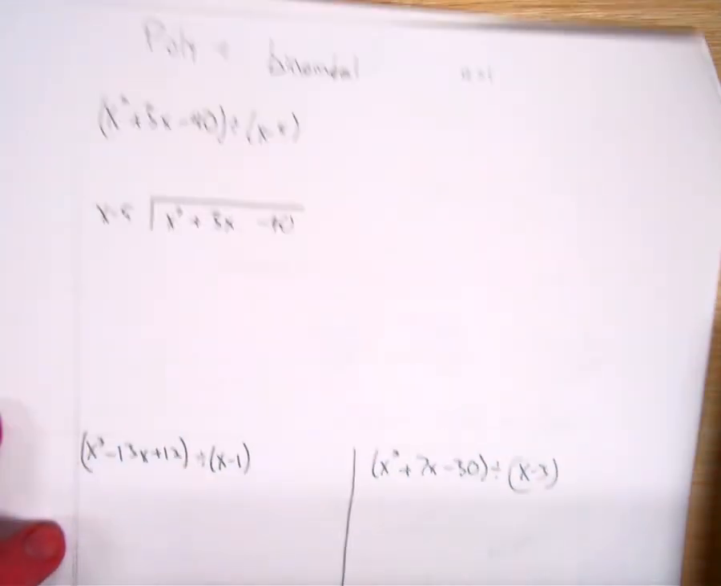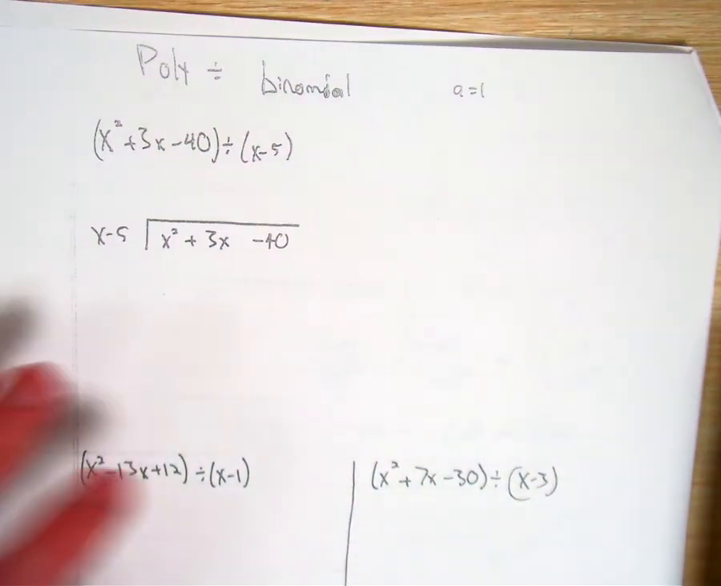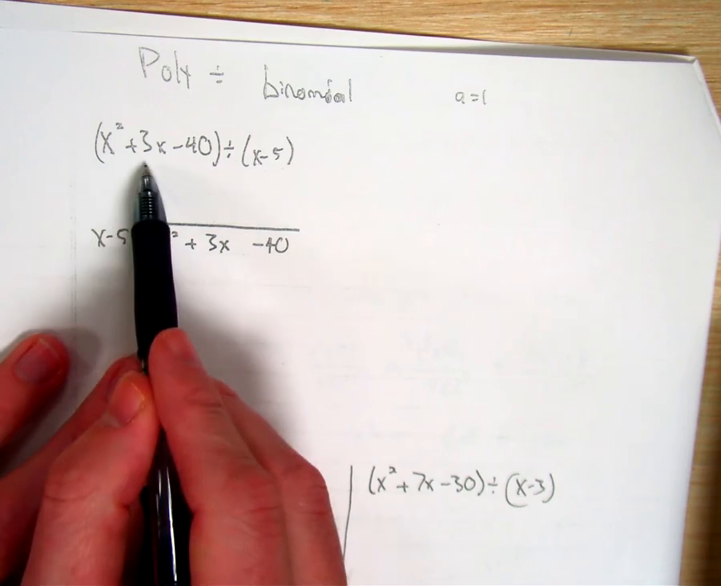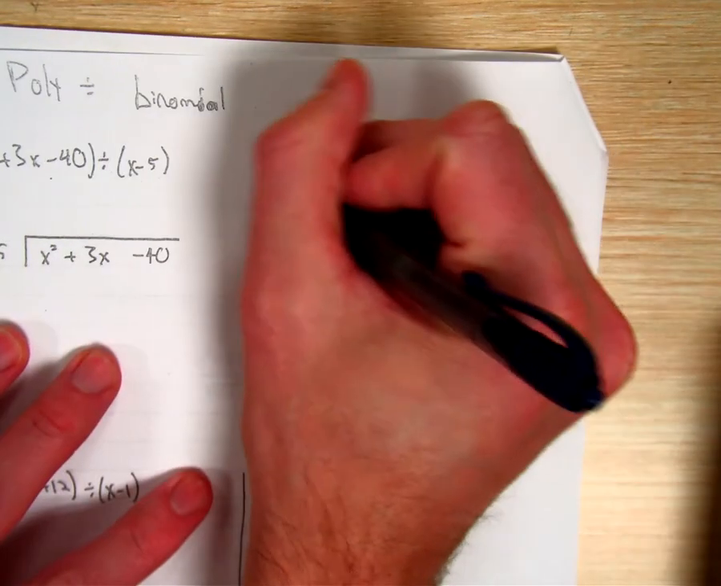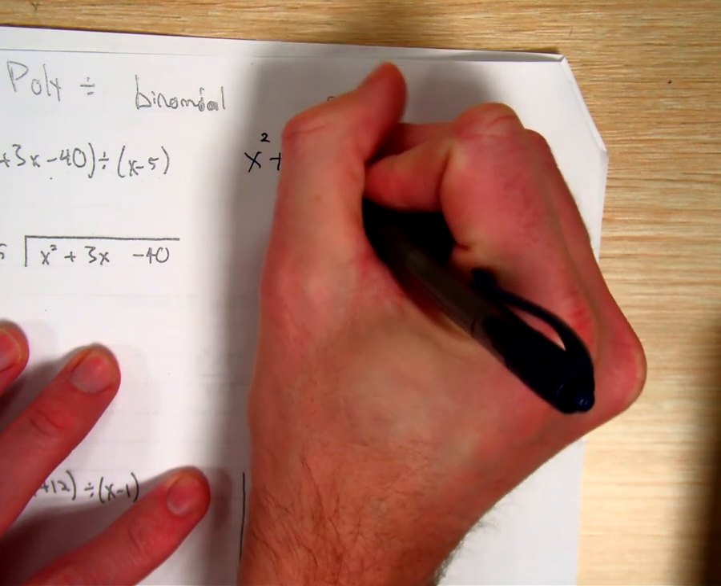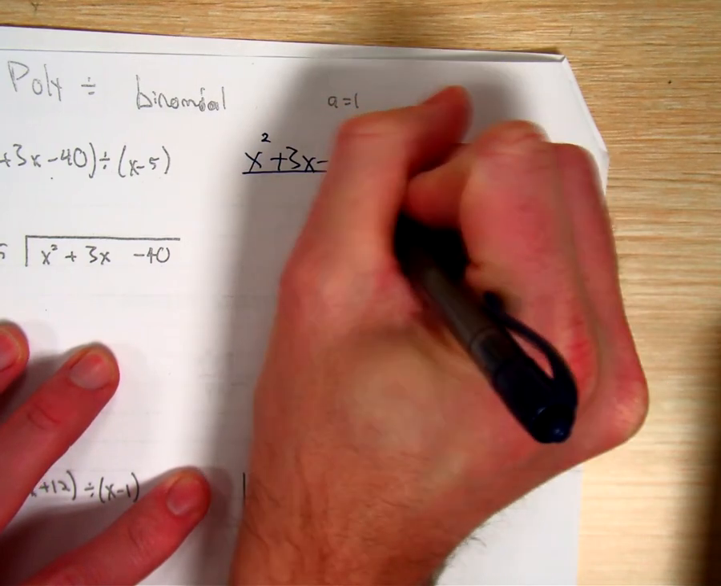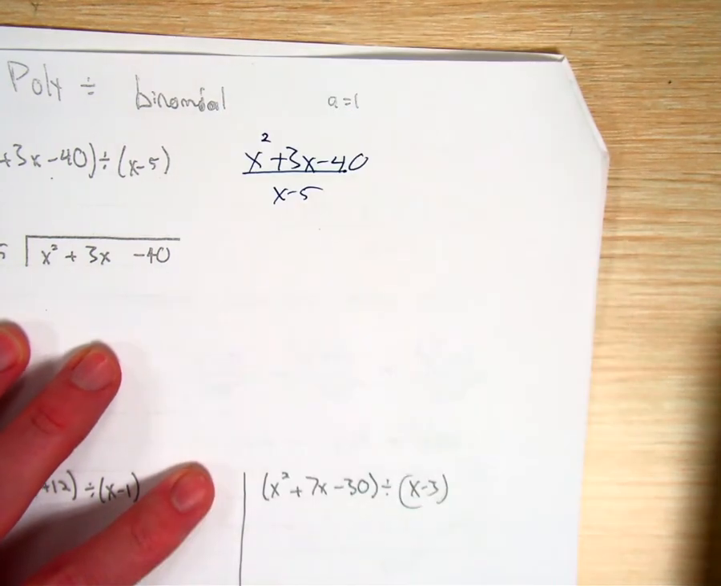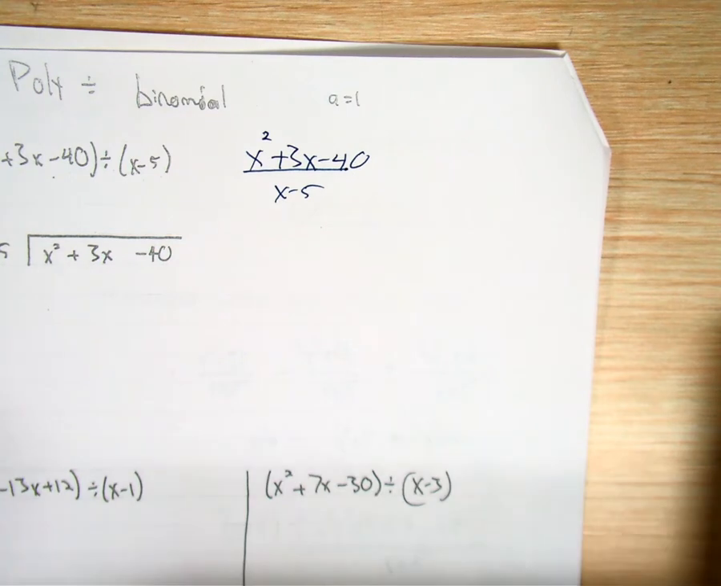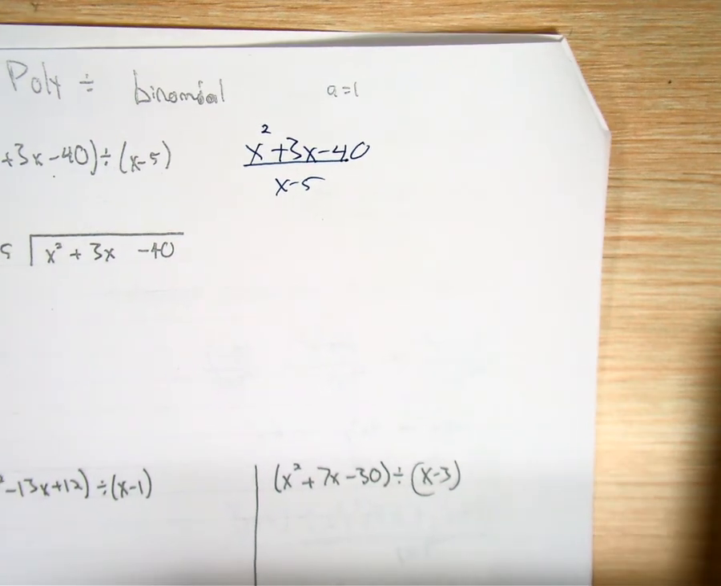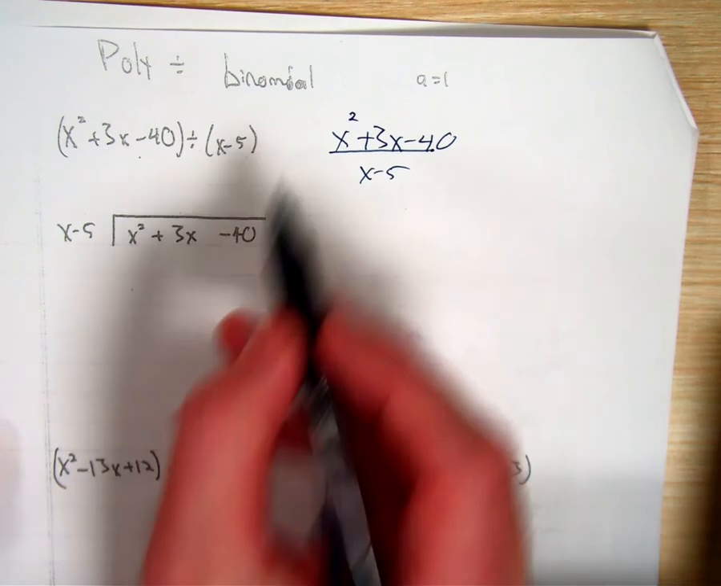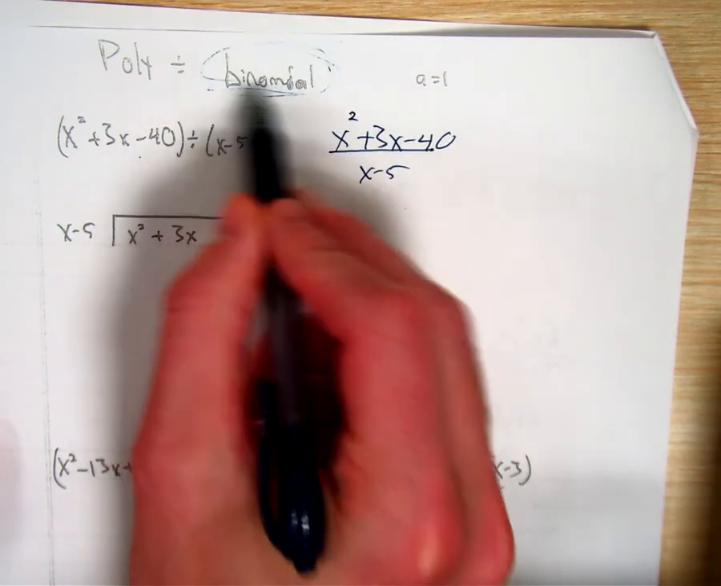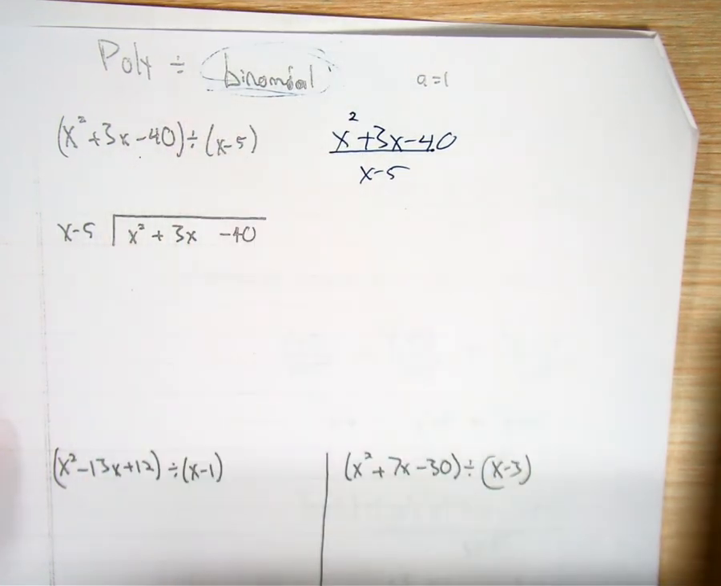What happens when you're dividing by multiple pieces? We got x squared plus 3x minus 40, all divided by x minus 5. Another way you might see that is like this. Okay, how can I do that? What we have today is polynomial long division. We're pretty much going to be focusing on binomials, but we could also extend this out to more.